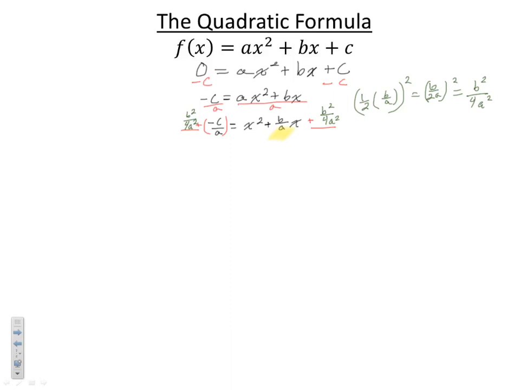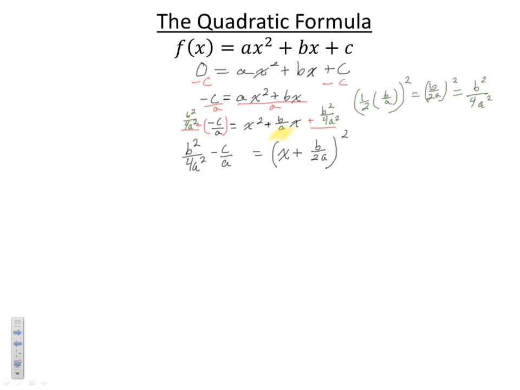So let's write that out in our next line. What do we have now? Now we have b squared over 4a squared minus c over a equals, well, how is this going to factor? You're probably thinking to yourself, that's going to factor into x plus b over 2a squared.